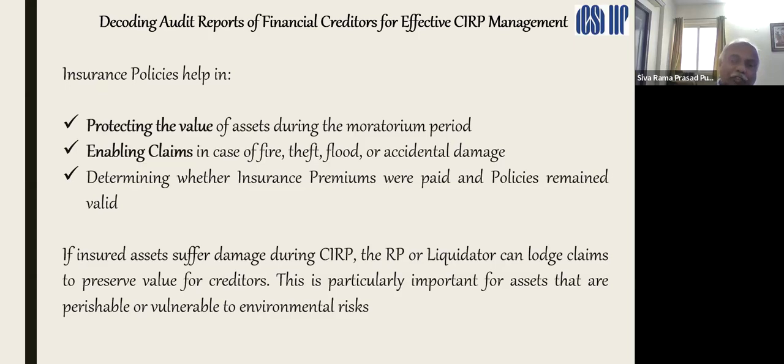If insured assets suffer damage during CIRP, the RP or liquidator can lodge claims to preserve the value for the creditors. During your tenure, once the company is a going concern, or even if the company is not running, the assets are to be protected, meaning security is to be engaged. Next, fire extinguishers are to be established in stocks, and smoke detectors. Otherwise, it is a deficiency of your duties, your functions.